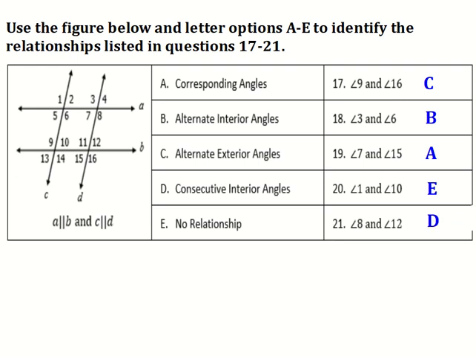Process of elimination would put D as the last one, but let's take a look really quick. So 8 and 12. If we look at these, this is the transversal that they sit on. We have parallel lines A and B. So in between, they are on the same side of the transversal, and they are on the inside in between those two lines. So that is why this is going to be your consecutive interior, because they are on the same side and they are on the inside.